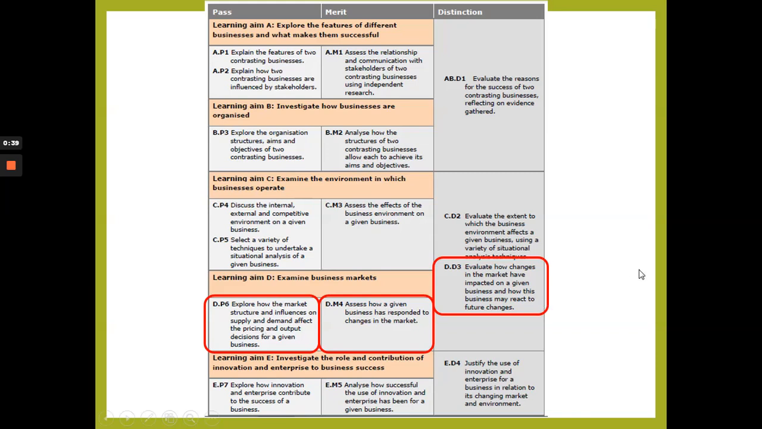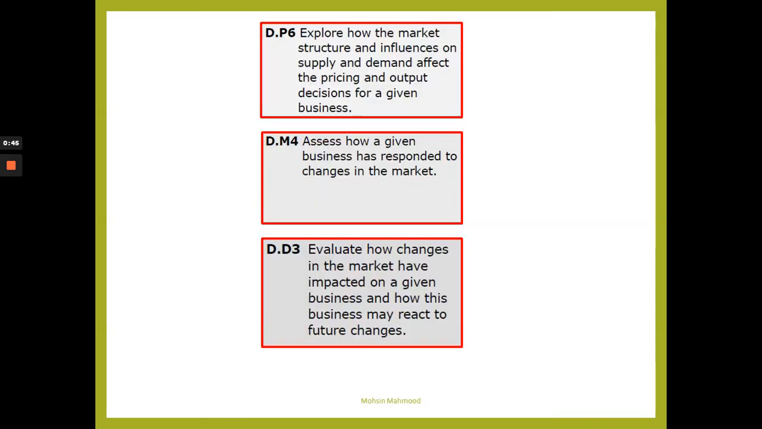So looking at Learning Aim D, we should be able to complete P6, M4 and D3. And right now we're focusing on P6. So explore how the market structure and influences on supply and demand affect the pricing and output decisions for a given business.